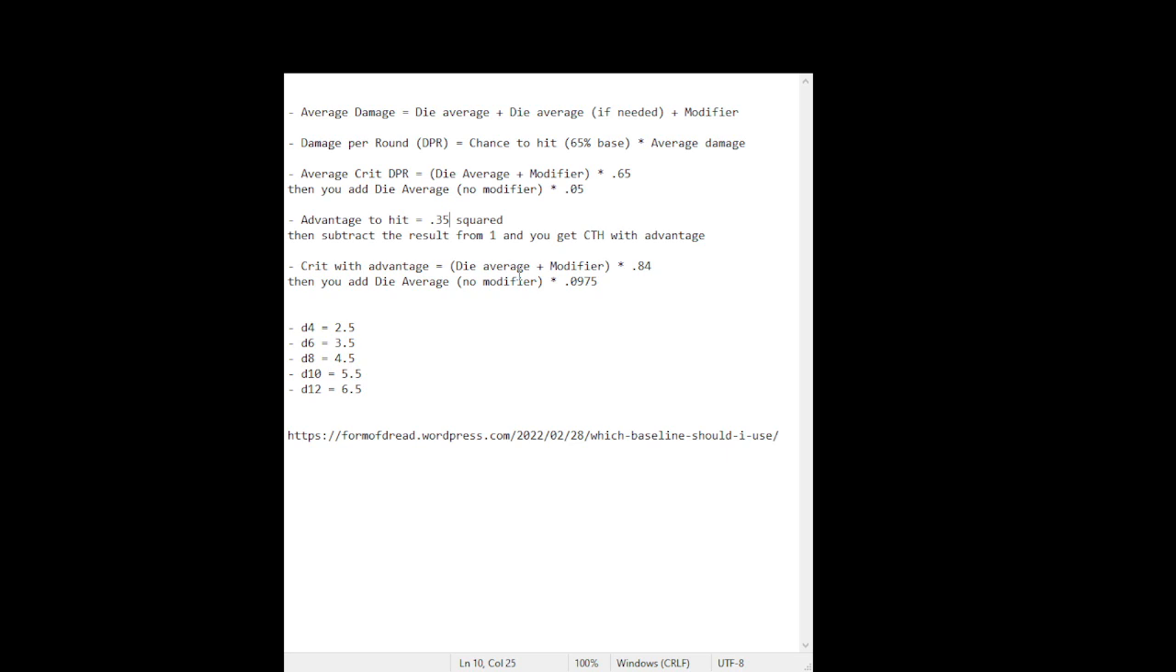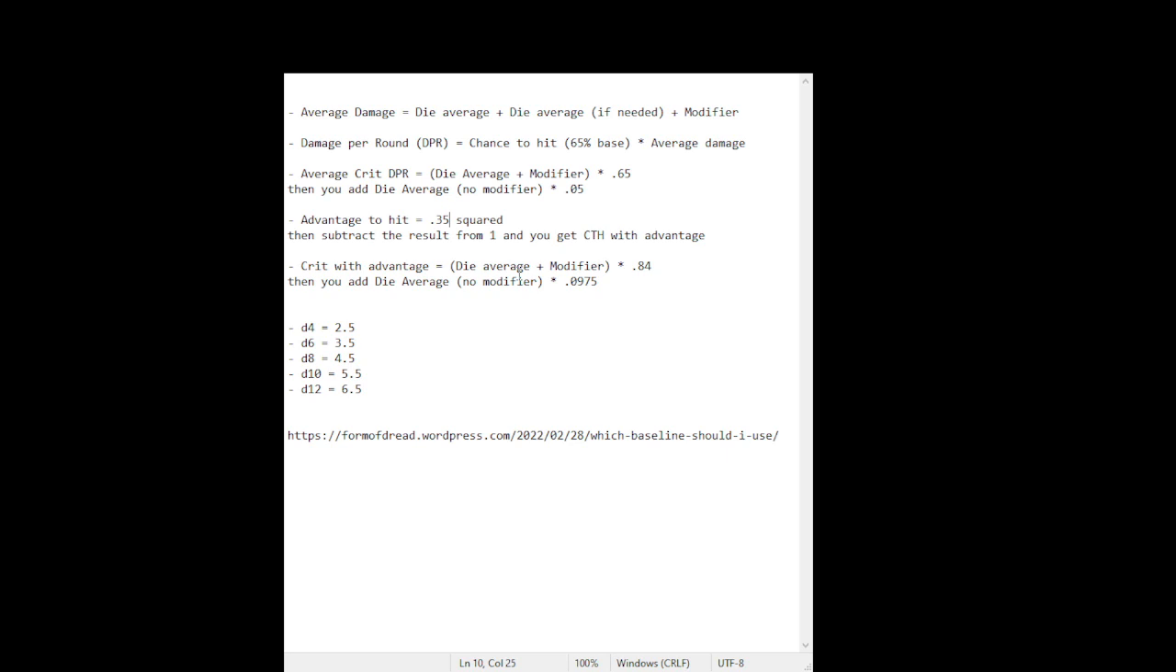Now we get to the crit. So I did skip over the crit DPR because the crit damage is affected by advantage. So as we all know, crits are 5%, like I said before.